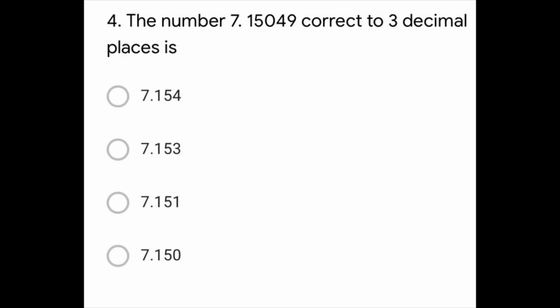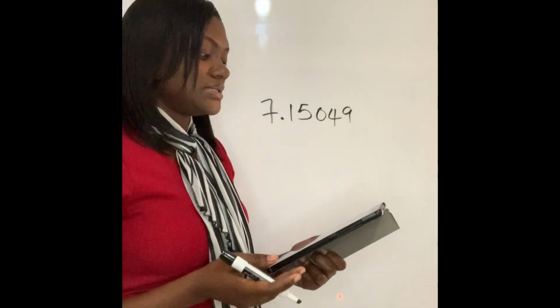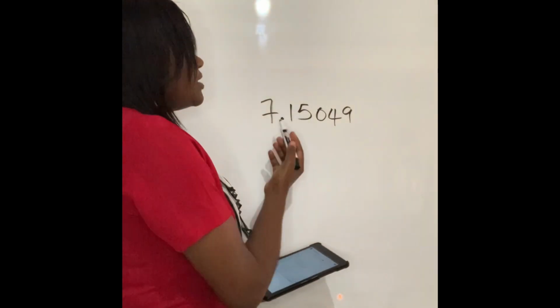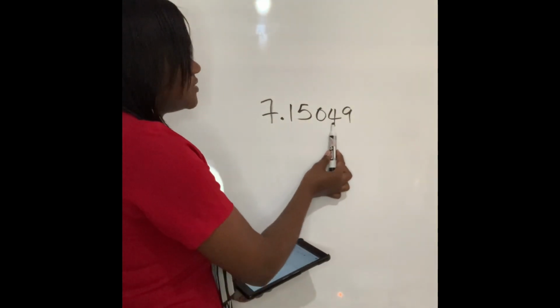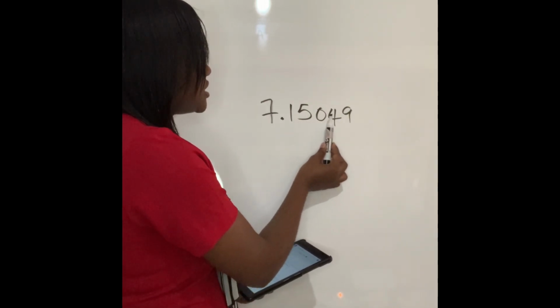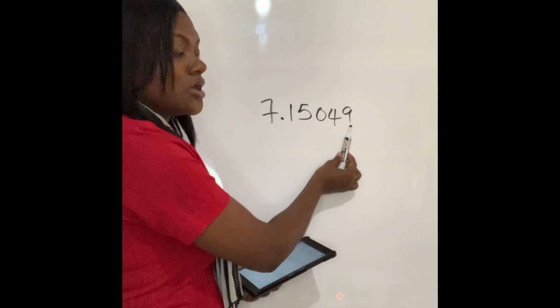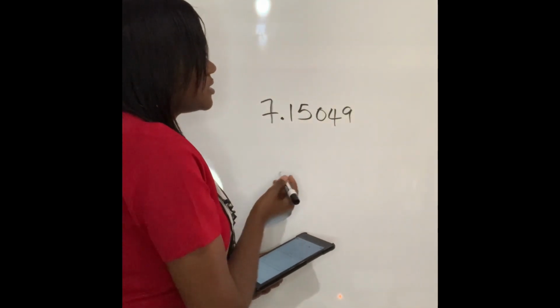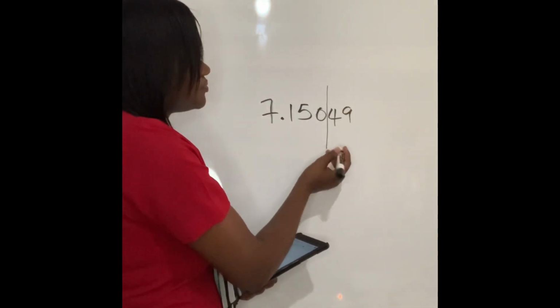7.15049, correct to 3 decimal places. And of course, based on this number 7.15049, we can see that it has 1, 2, 3, 4, 5 decimal places. However, the question asks for 3, so we'll cut off here.